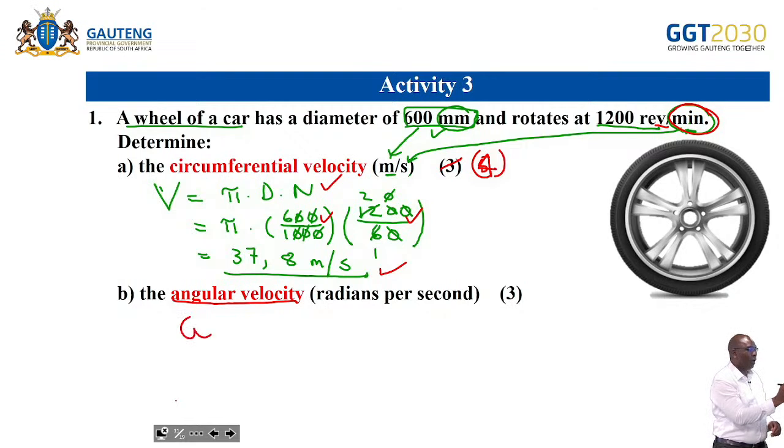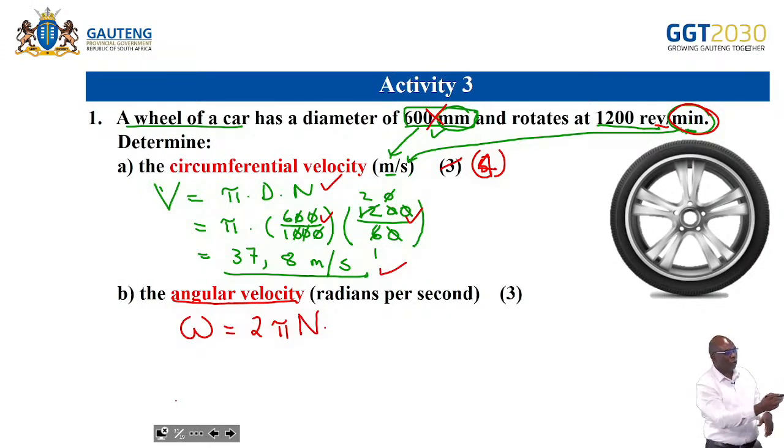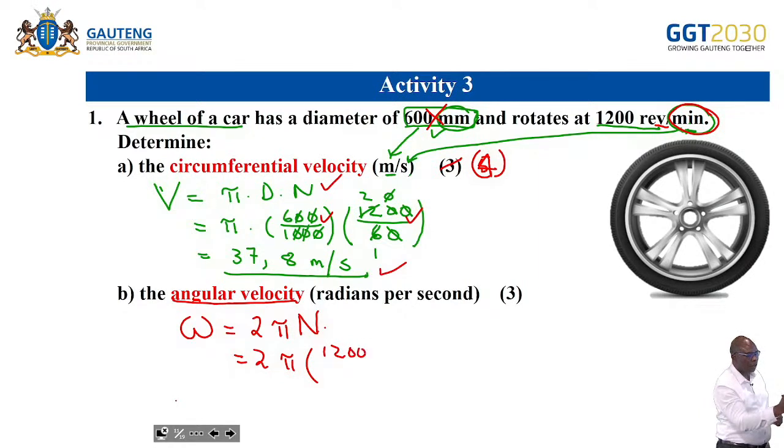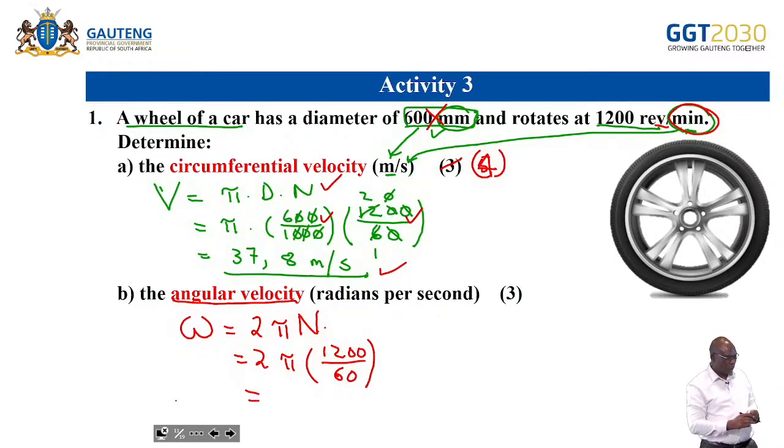Remember, our formula is omega equals 2 pi multiplied by the number of revolutions. In this case, we're not going to use any diameter for the angular velocity. So I'm going to have 2 pi, but the number of revolutions is the one that will change, which is going to be 1,200 divided by 60. Then we get our answer. This one is going to be 3 marks.